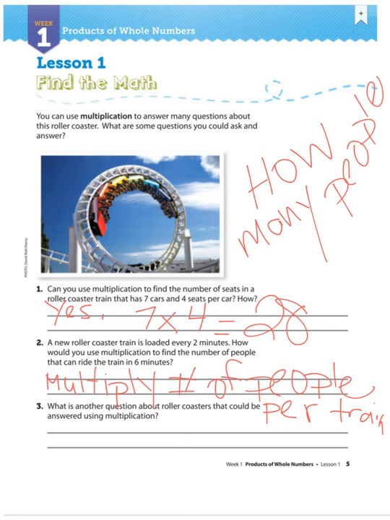Number 3 says, what is another question about roller coasters that could be answered using multiplication? We could say something like, if tickets to ride a roller coaster cost $5 each, how much money could the roller coaster bring in every hour? So that's just an example there. These first pages we usually just talk about and review over. In your book, you don't need to write anything down.